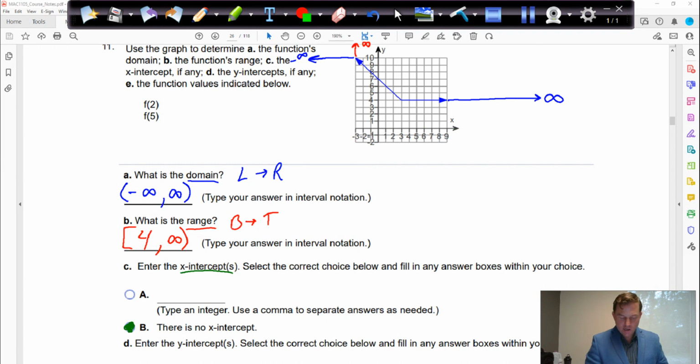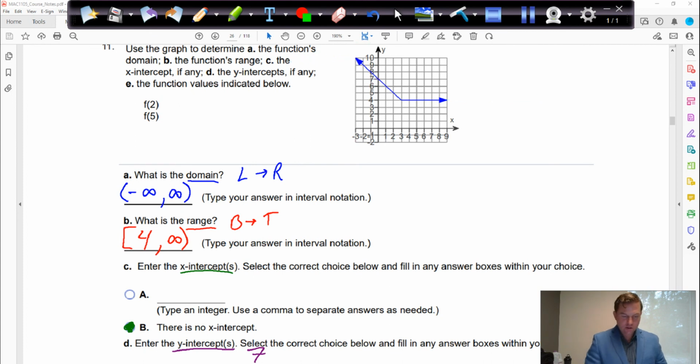Okay, the next one's y-intercept. So the y-intercept, for that we go to the y-axis and we say, okay, when does it touch it? It touches it right there. Record the y value. The y value is 7.